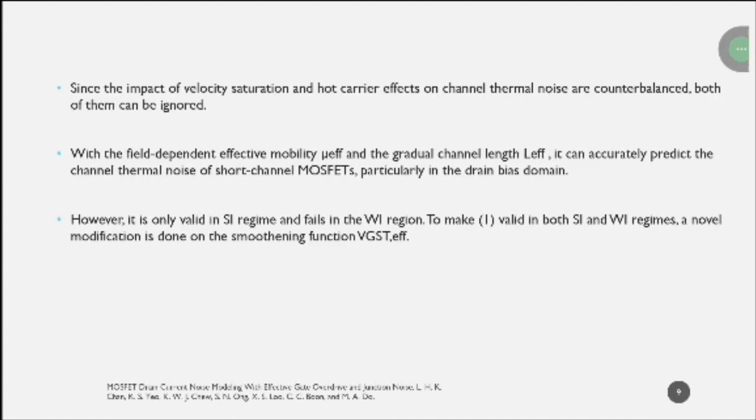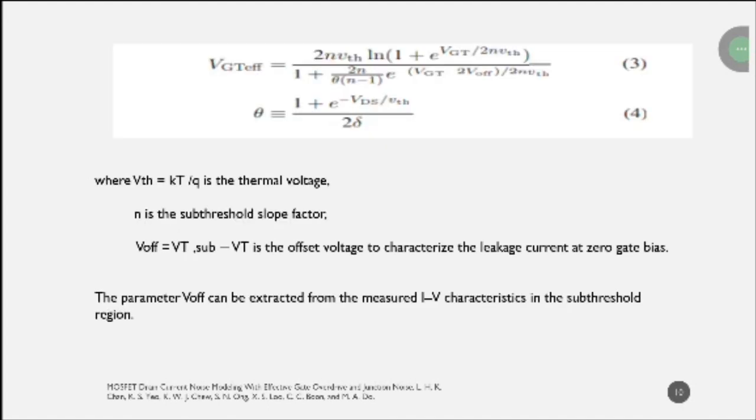So in order to make equation 1 valid in both strong inversion and weak inversion, modification is needed for the equation VGST effective. So VGT effective will be equal to 2n VTH ln of 1 plus e to the power VGT by 2n VTH, divided by 1 plus bracket of 2n divided by theta of n minus 1, e to the power minus VGT plus minus V of divided by 2n VTH, where theta is equivalent to 1 plus e to the power minus VDS minus VTH divided by 2 delta.